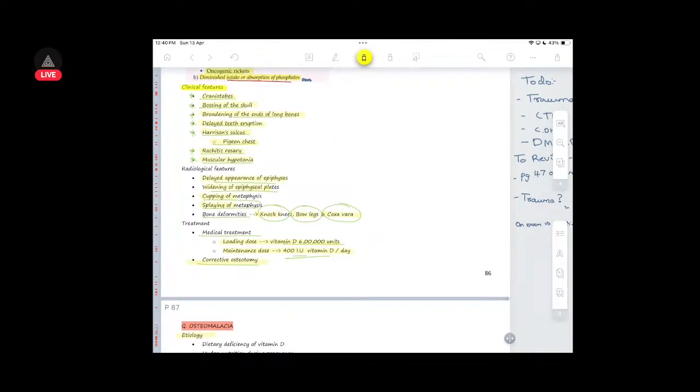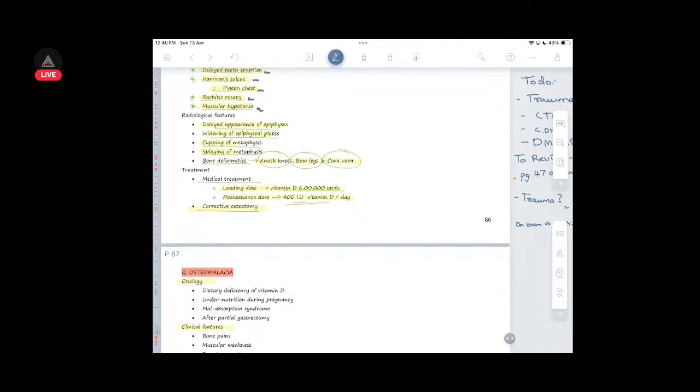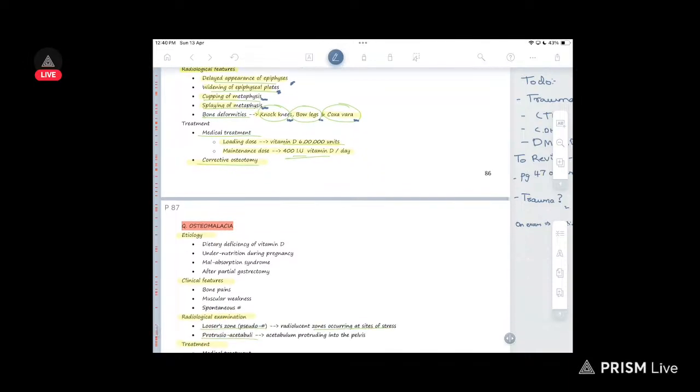Then we have clinical features. You have craniotabes, bossing of the skull, broadening of ends of long bones, delayed teeth eruption, Harrison sulcus, pigeon chest, rachitic rosary, and muscular hypotonia. Radiological features, you have delayed appearance of epiphysis, widening of epiphyseal plates, cupping of metaphysis, splaying of metaphysis, and knock knees, bow legs, coxa vara, all can be seen.